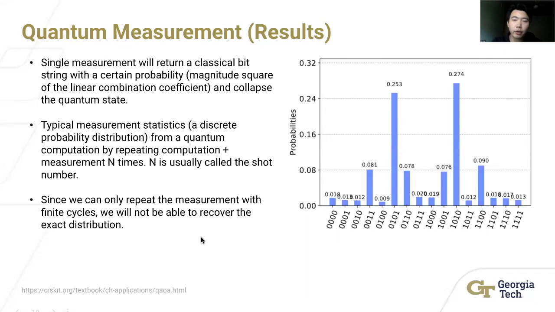So if you want to recover statistics like this from a quantum computation result, you have to repeat the computation plus measurement n times, and n is usually referred to as the shot number. Since we can only repeat this measurement with finite cycles, usually we don't recover the exact distribution. This is sometimes known as finite measurement, finite shot noise. This can be reduced by doing more measurements and making your statistics more accurate.